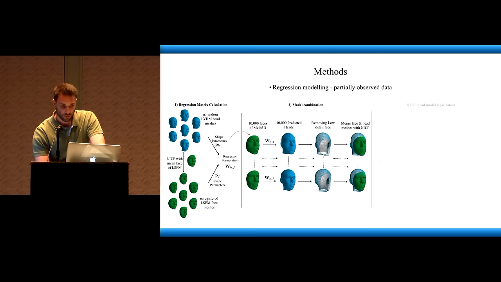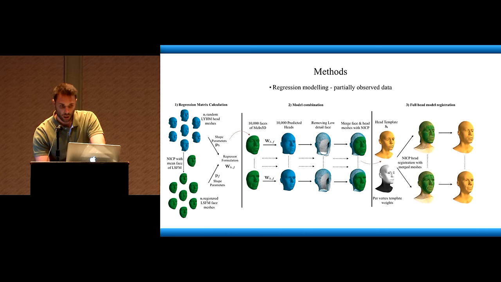In stage three, we apply a final non-rigid ICP step between the merged meshes and our final head template, and we perform PCA on the final deformed meshes to acquire a new generative full head model that exhibits more detail in the face area.